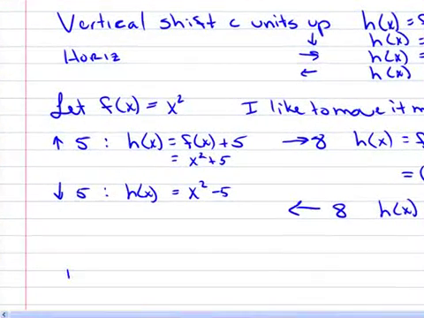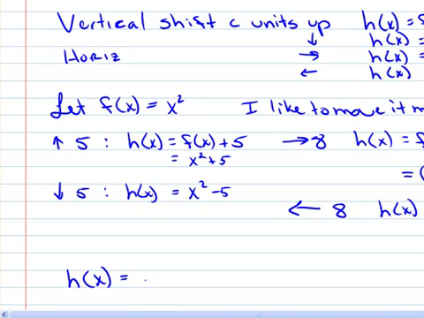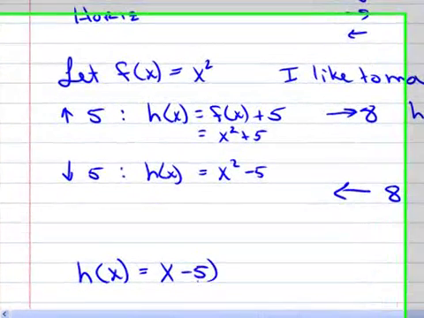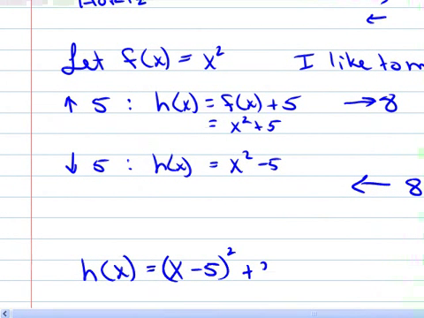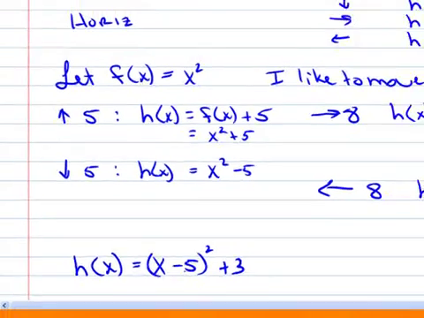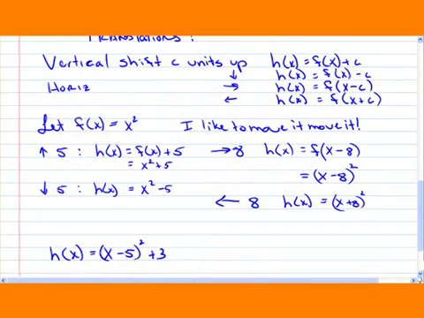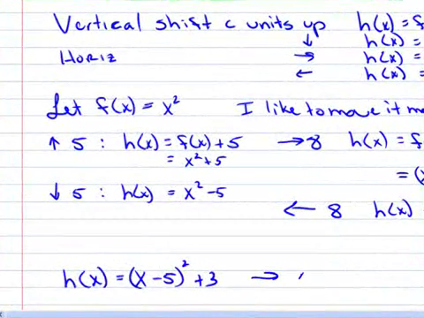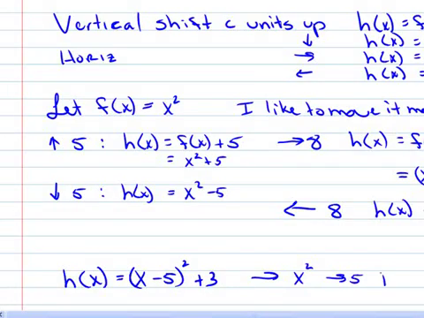Well, let me ask you this then. What if I made a function that was x minus 5, the quantity squared, plus 3? What would that look like? Exactly. Which way are we moving it? We moved it to the right 5 and then up 3. And it's squared. So it looks like your basic x squared, that little bowl, but it's been moved to the right 5 and then up 3.